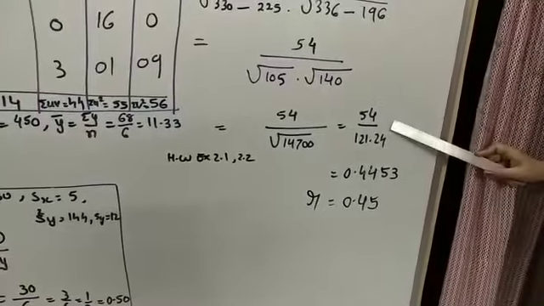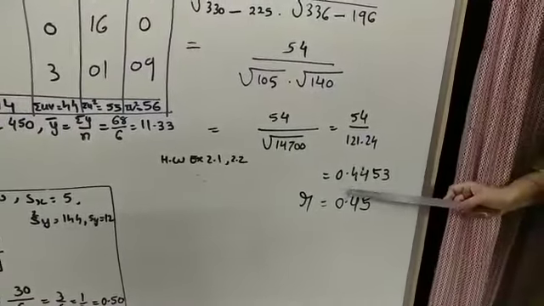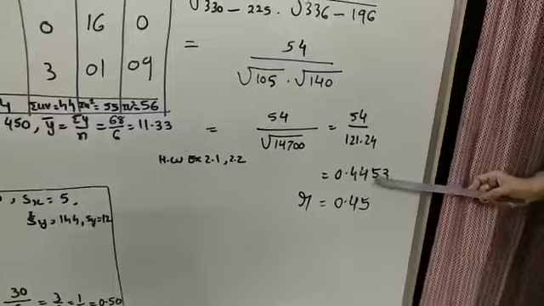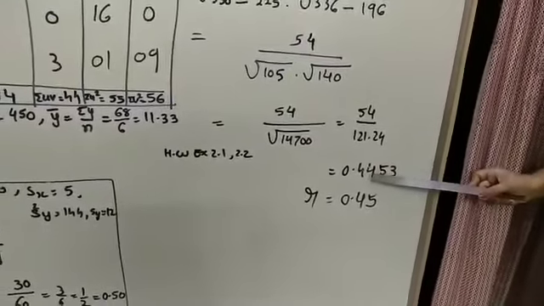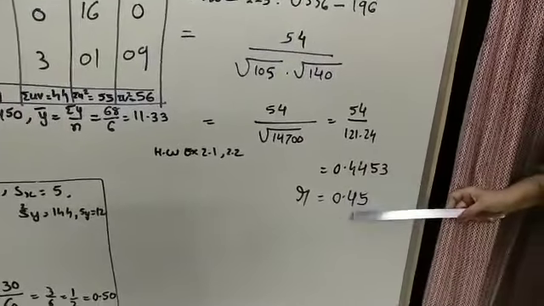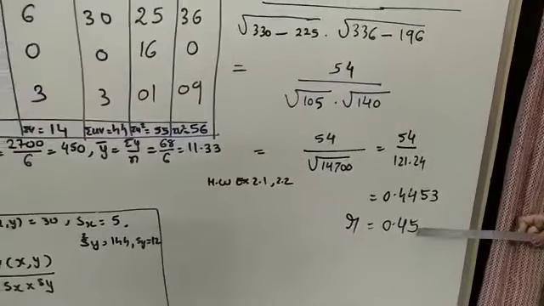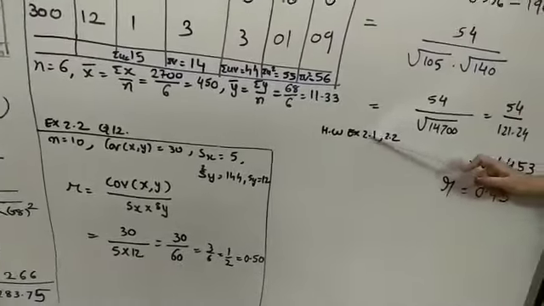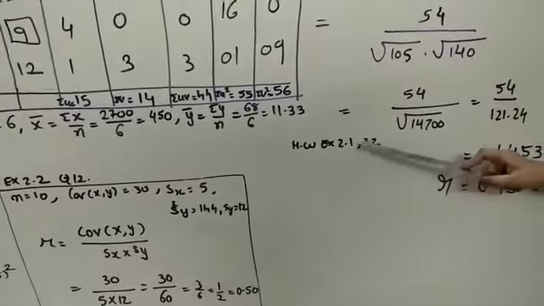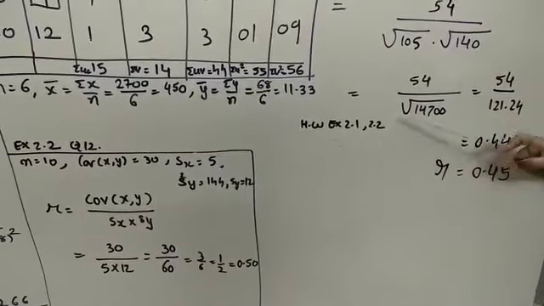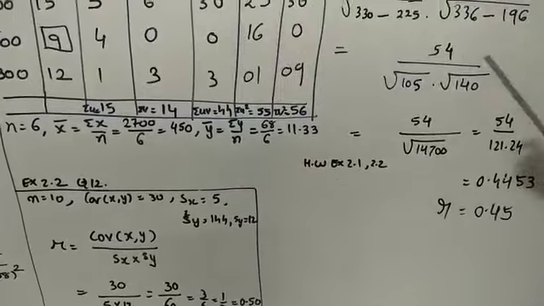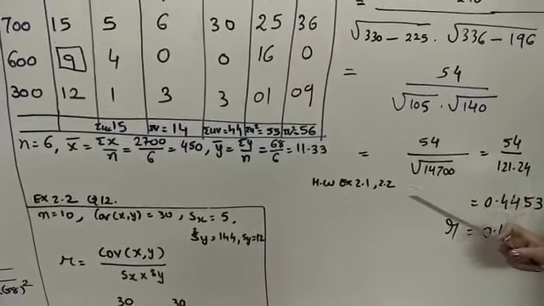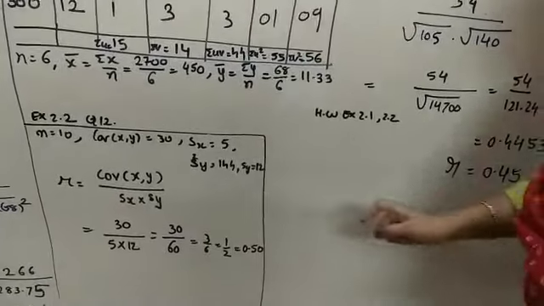So when you do the division, the answer would be 0.4453. This is 5, so one digit would be added. So 0.45. So this way I have found it. So your homework would be exercise 2.1, all the sums. Exercise 2.2, you can solve all the sums by this method. Is it clear?